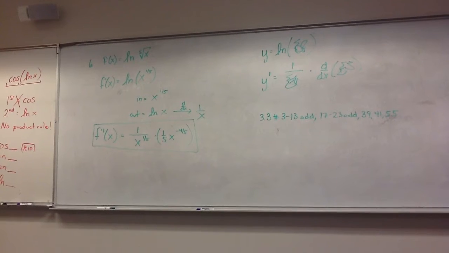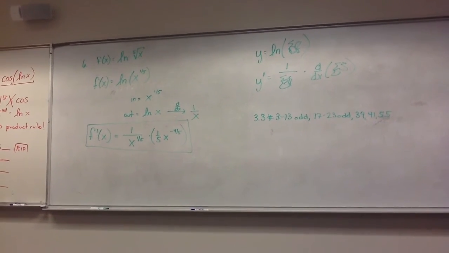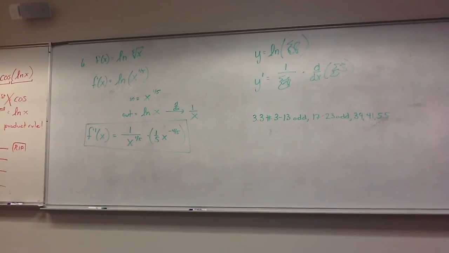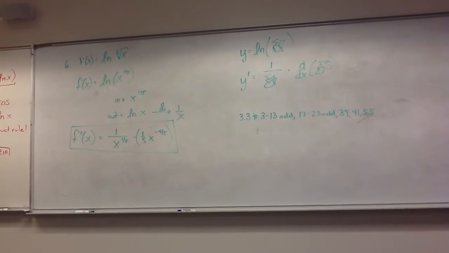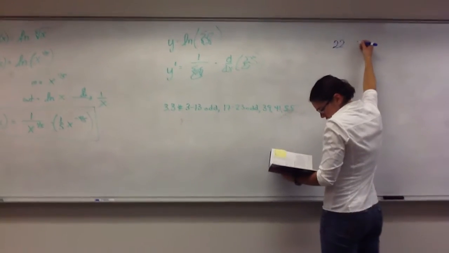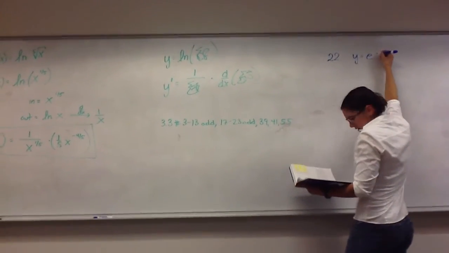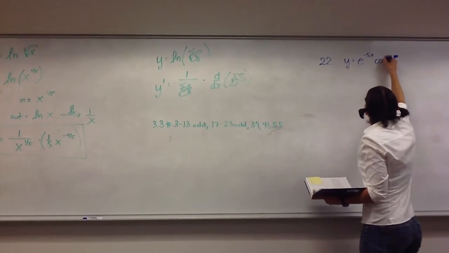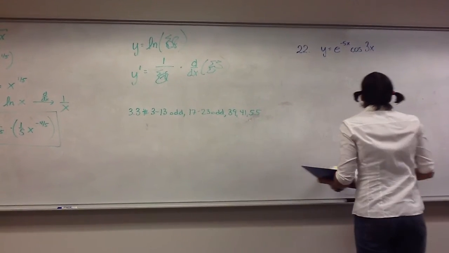Okay. All right, so let's look at one final example here, and maybe I'll hold off on answering questions about these particular practice problems till next class, so everyone has a chance to think about them a little bit more. Let's take a look at number 22. Number 22 is y is equal to e to the negative 5x times cosine of 3x.